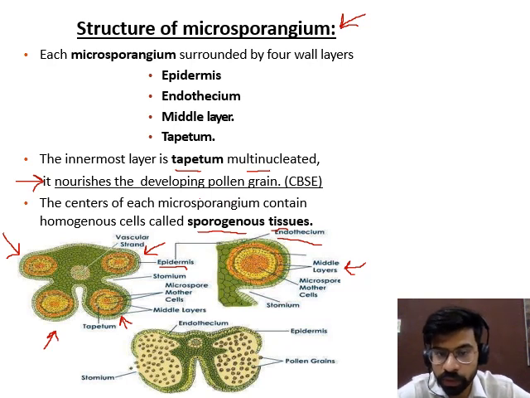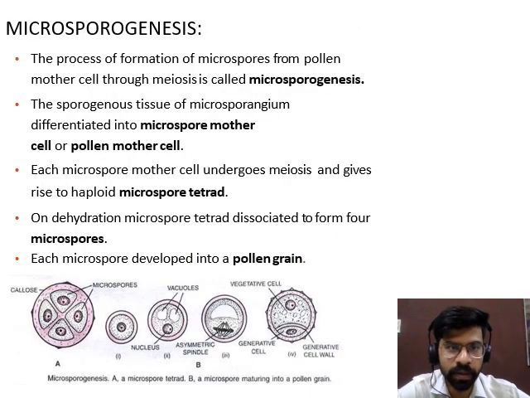Now what are the spores? Pollen grain is a spore. So sporogenous tissue gives rise to the formation of spores, that is pollen grain. And for the nourishment of pollen grain formation, the layer present is named tapetum. Next.